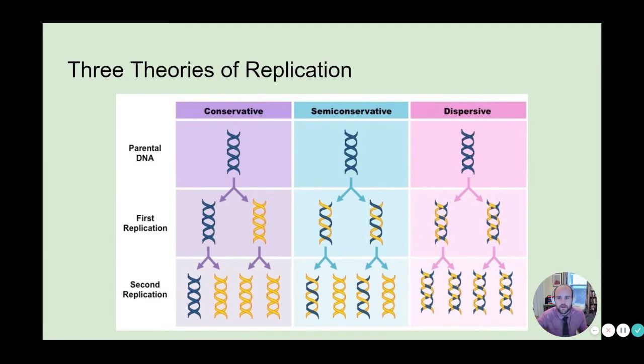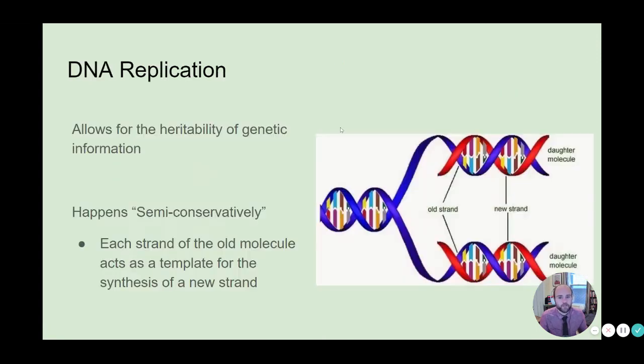So there's 3 theories of how replication works. Do we just copy the whole thing and make a brand new strand? Do we break apart and use each strand as a template, so each new molecule is going to have 1 strand of old DNA and 1 strand of new? Or dispersive, where it's just a whole bunch of random cuts and copies. This one sounds pretty difficult, so it's probably going to be one of these two. And yeah, it's going to be semi-conservative.